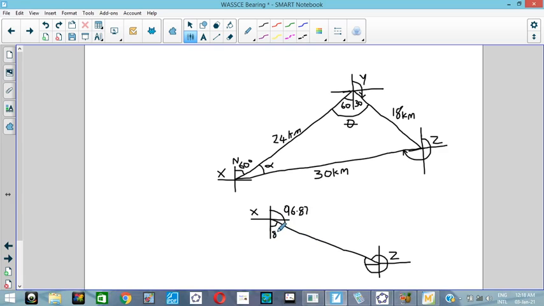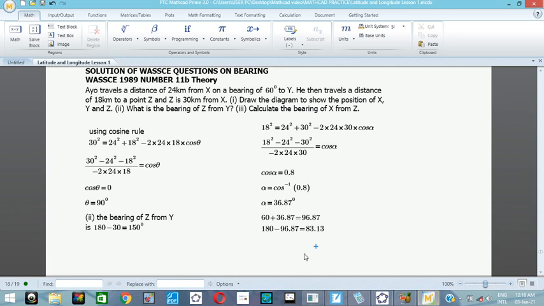So this angle is 83.13. This angle is alternate to this angle at the top here. So this is 83.13. Take note of this. By the time you get this, 360 minus 83.13 will give us the bearing from Z down to X, and that is the end of this solution.